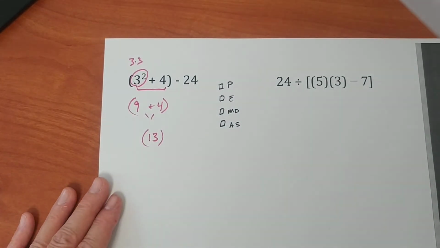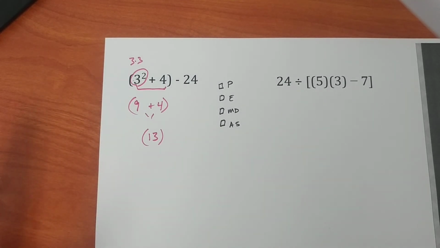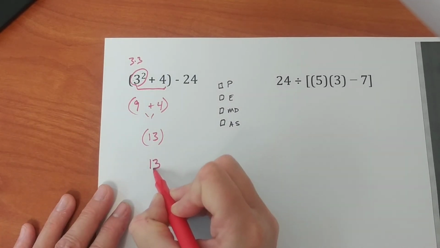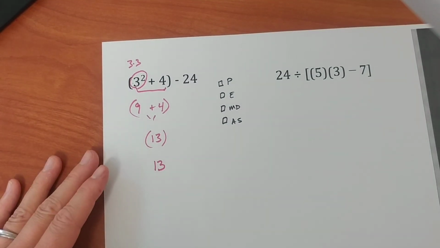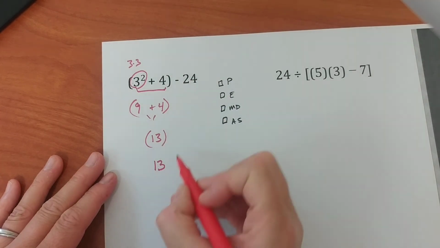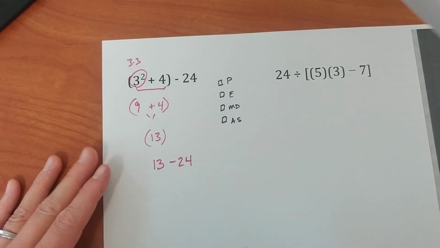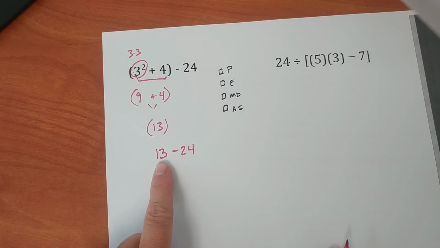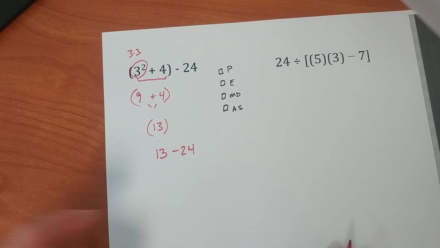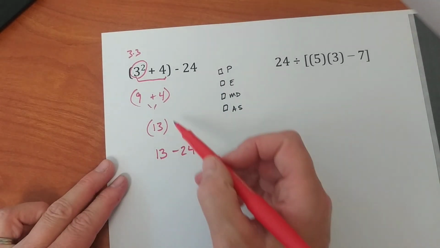I don't need the parentheses around it anymore because I've done everything in there, so I can leave off the parentheses. Okay, let's bring down the minus 24. Oh, 13 minus 24, that's going to be a negative number. Think if you have 13 degrees and the temperature drops 24. Holy buckets. Oh, I got to check off some of this stuff here.